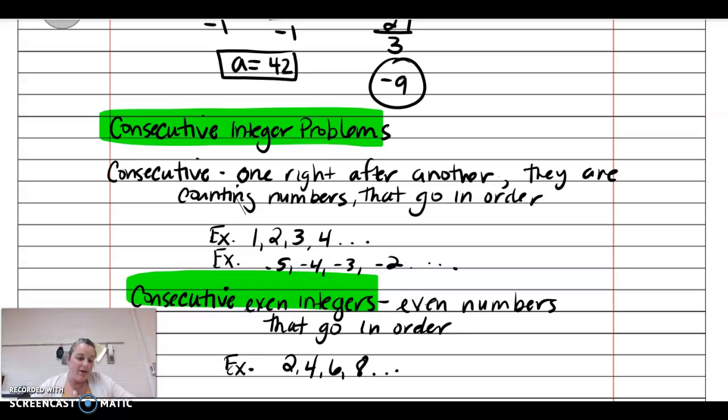And I think I'm going to stop here because I'm going to get into some problems with consecutive even and consecutive odd integers, and then solving problems with them. So I'm going to stop here.